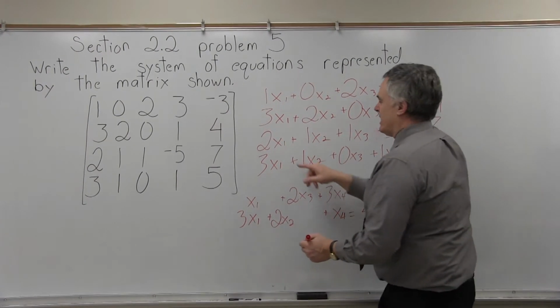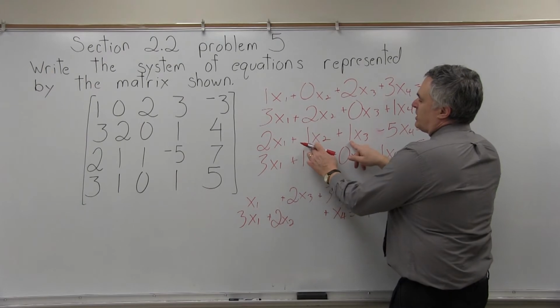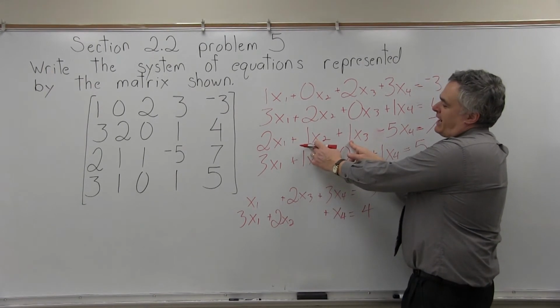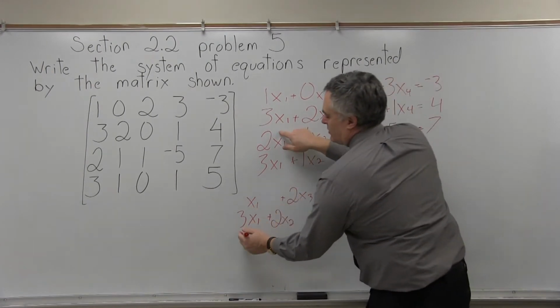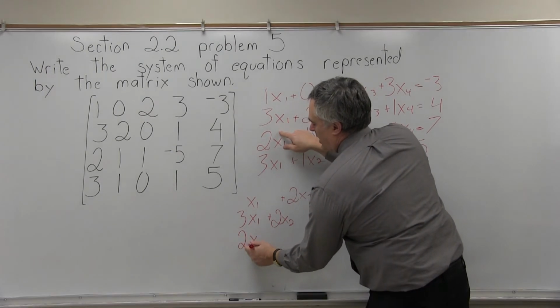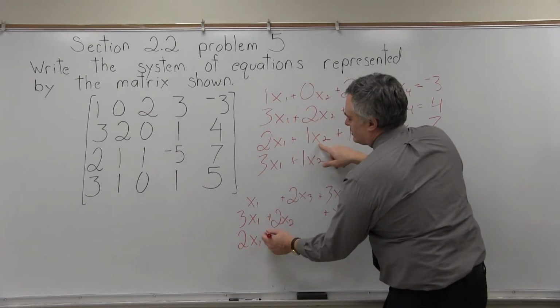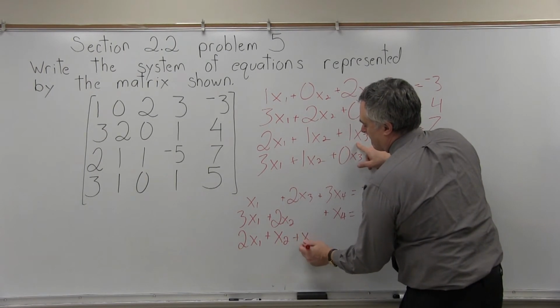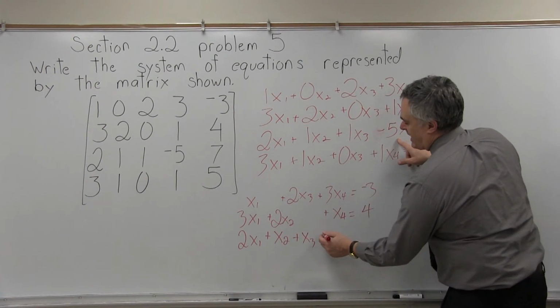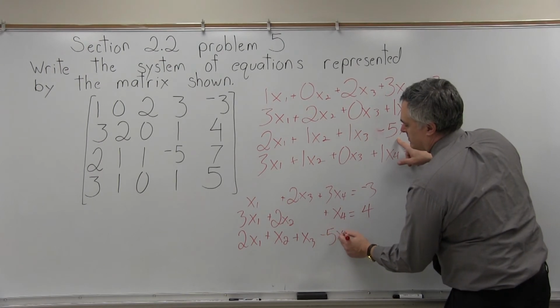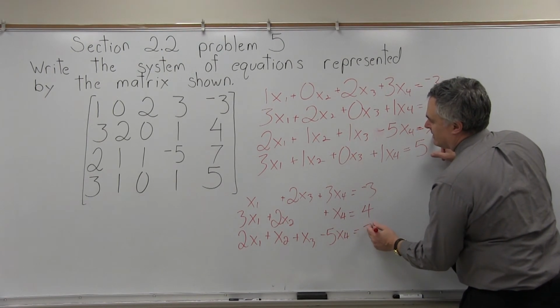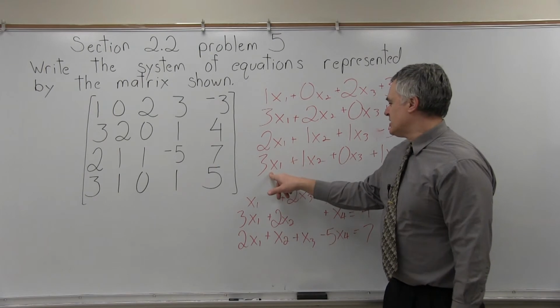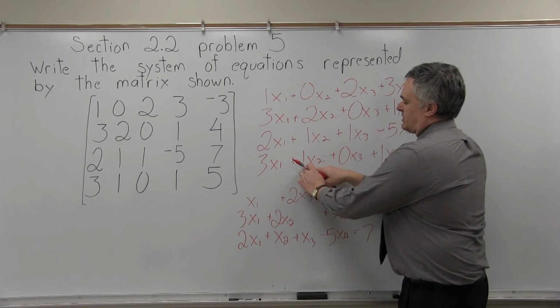And for the third equation, I have 2 spots where I have a 1 in front of the variable. I just won't write that. So the third equation will become 2x1 plus x2 plus x3 minus 5x4 equals 7. And finally, for the bottom equation, the 1x2, I'm just going to write x2.